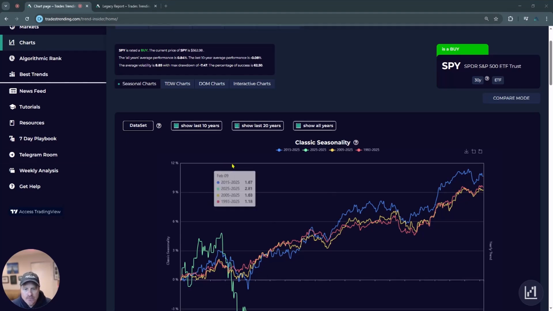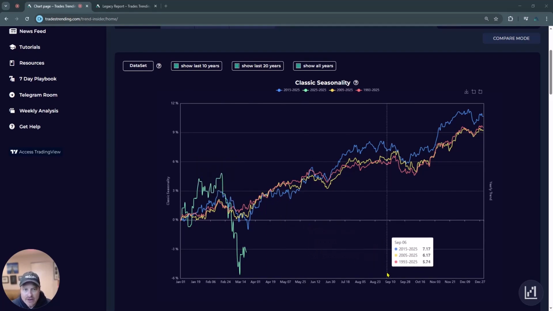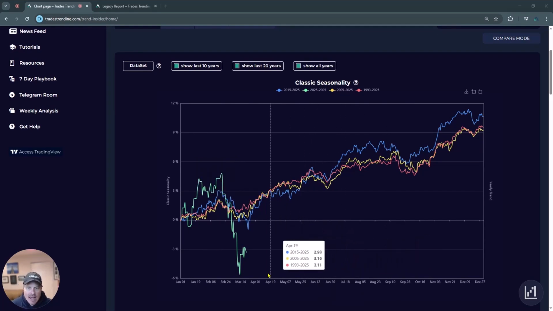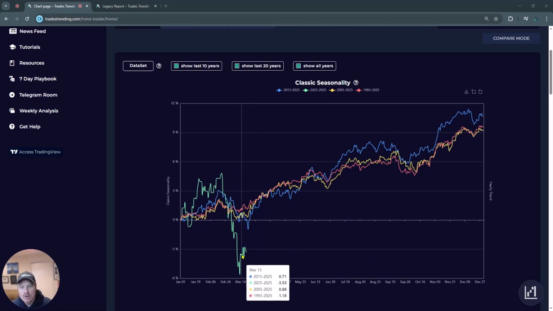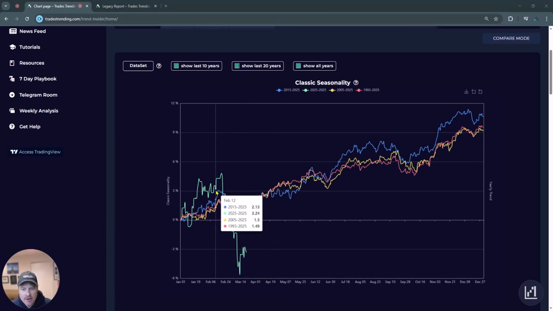As you can see here, we have a chart that is displaying seasonality. There's a phenomenon called seasonality in the markets, and yes, it does exist. And so you can see we've got three different core data sets. We have a 10-year data set represented in blue, going back 2015 to 2025. We got a 20-year data set in yellow, going back 2005 to 2025. And then we have a 30-year data set in red, going back to 1993 to present. And then you'll see a green line here that looks a little weaker. That is today's current price action.